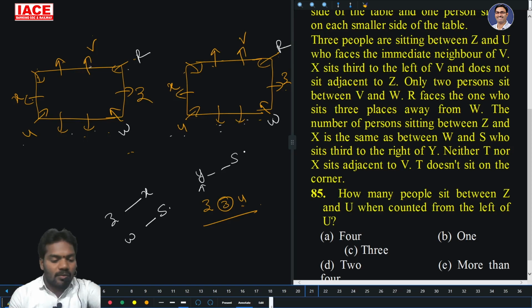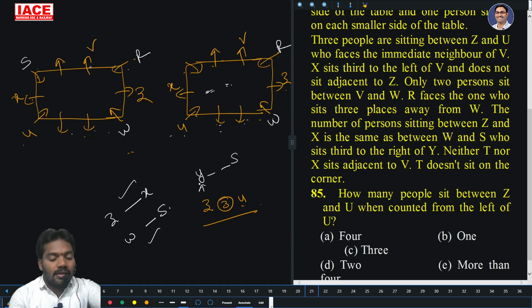Okay. Then come on. Z and X, how many persons? 4 persons. W and S also 4 persons. Up to now both are same, na? Then what happened? Just wait for that. And Z and X same as W and S.